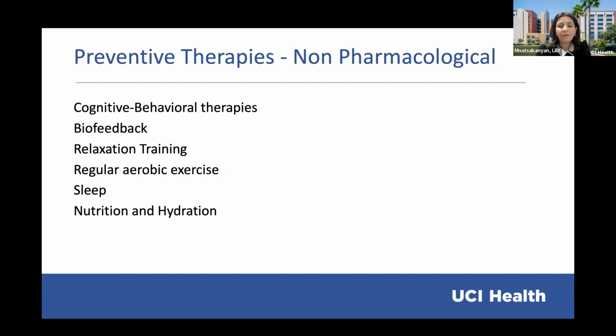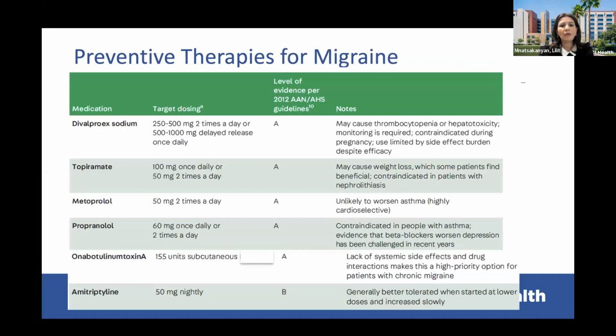So, first discussing non-pharmacological therapies for prevention, we have cognitive behavioral therapy, biofeedback, relaxation training, regular aerobic exercise, sleep, and then nutrition and hydration, which are all extremely important for migraine prevention. From the pharmacological therapies, since 2012 we have had AAN, American Academy of Neurology, and American Headache Society guidelines to categorize preventive therapies. There are anti-seizure medications, antidepressants, and other categories of medications, including beta blockers.